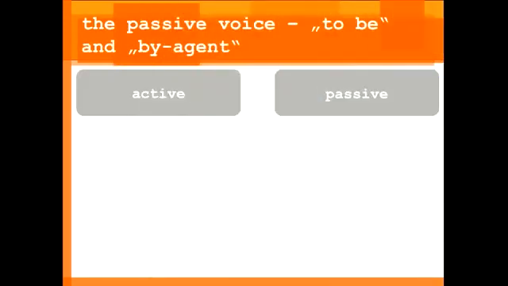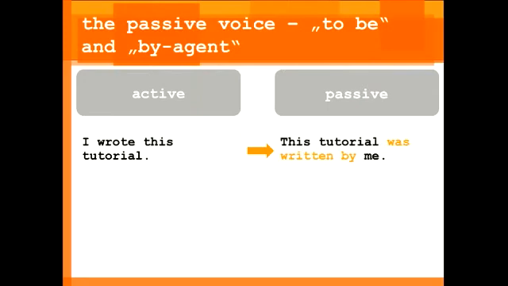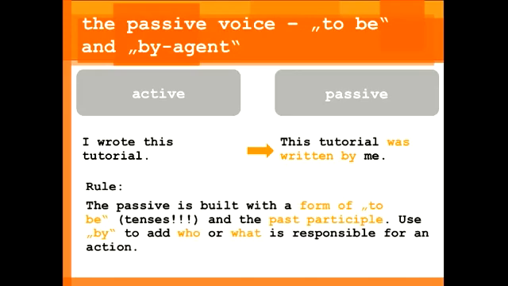First, there is to be and by agent. Now we have the sentence here, I wrote this tutorial, which is an active sentence. And in the passive, we have this tutorial was written by me. Now we can already see what happened here, and this is the rule. The passive is built with a form of to be. Now you have to be careful because the form of to be needs to be put in all the different tenses. Form of to be and the past participle. Use by to add who or what is responsible for an action. Now in this case, the sentence is, this tutorial was written by me. And I want this information in there because I was the one who wrote the tutorial, so this is important.